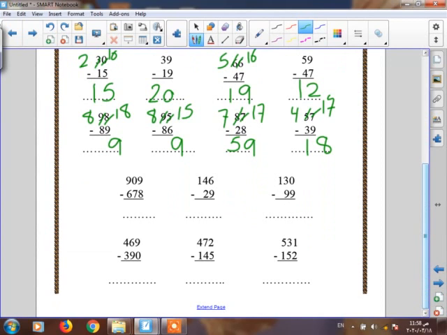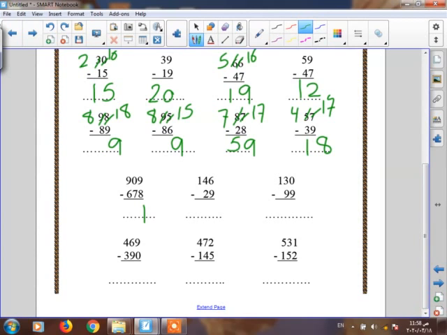909 minus 678. I start from ones. 9 minus 8. Yes, I can. 9 is bigger than 8, so I will not borrow 1. 9 minus 8 equal 1.